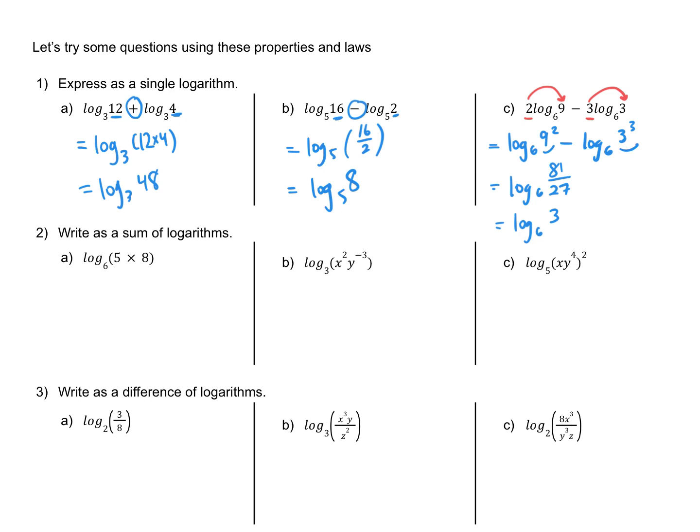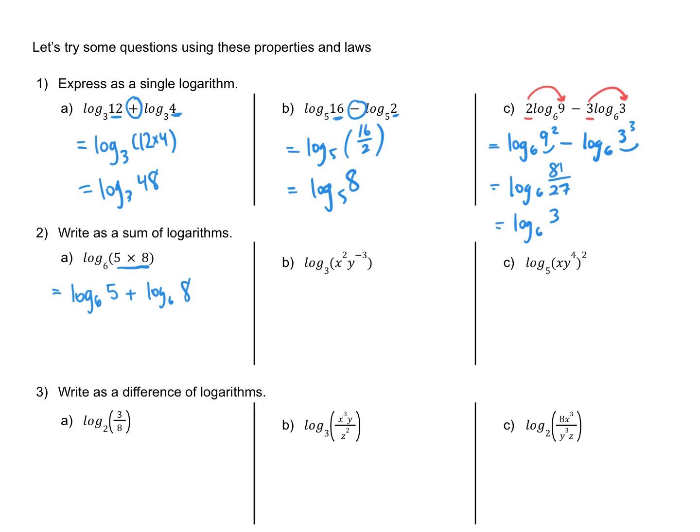Just like we can take something a little more complicated and simplify it, we can also take something more simplified and expand it out. So in our next example, we're going to write each of the logarithms in its expanded form using our sum of logarithms, because these terms here, the 5 and the 8, are attached by multiplication. So this can be expanded into log base 6 of 5 plus log base 6 of 8.